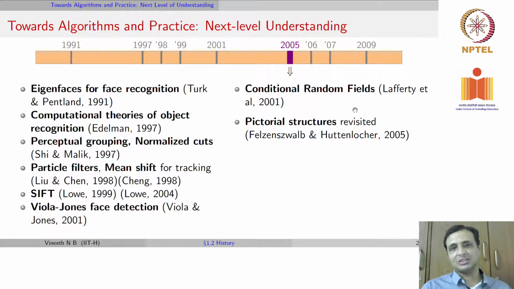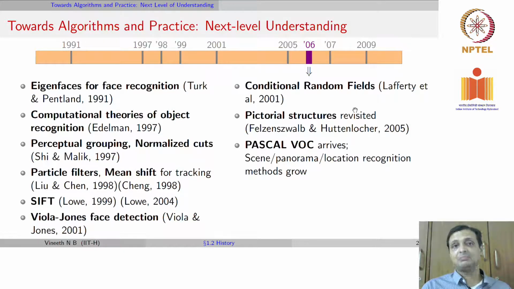Then pictorial structures, the method proposed in 1973, was revisited in 2005, when they came up with an improved statistical approach to be able to estimate the individual parts and the connections between parts, which was called pictorial structures at that time. And they actually showed that that could work in practice and give good performance for image matching.